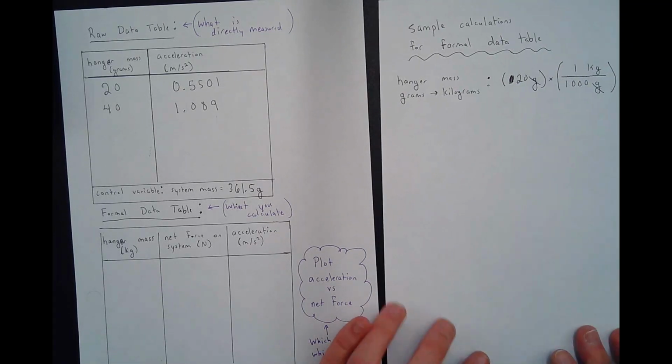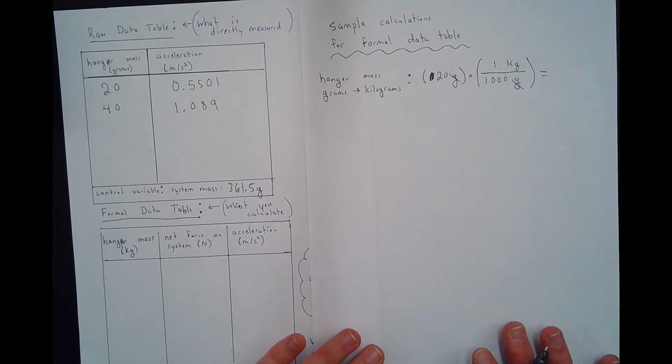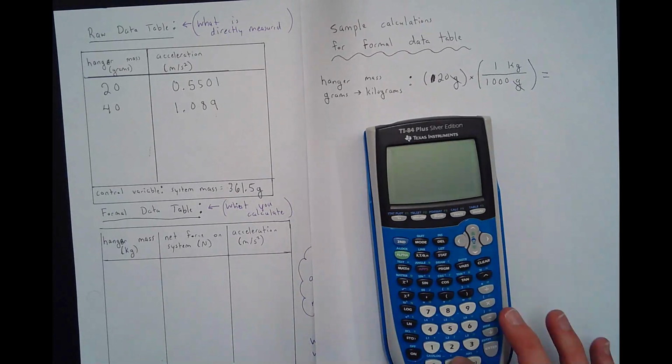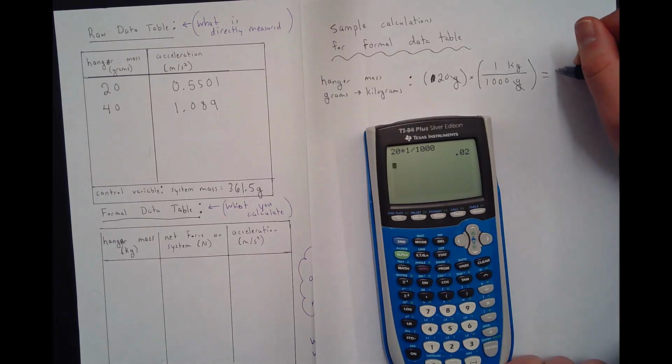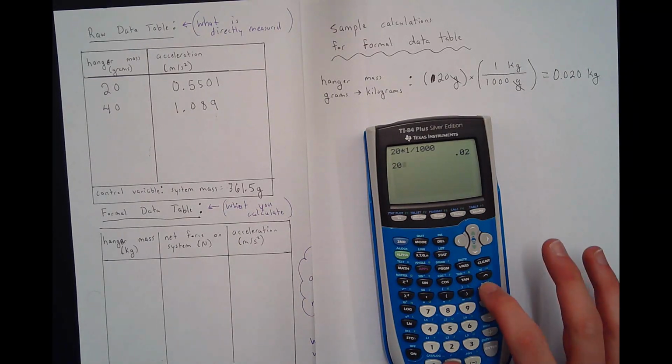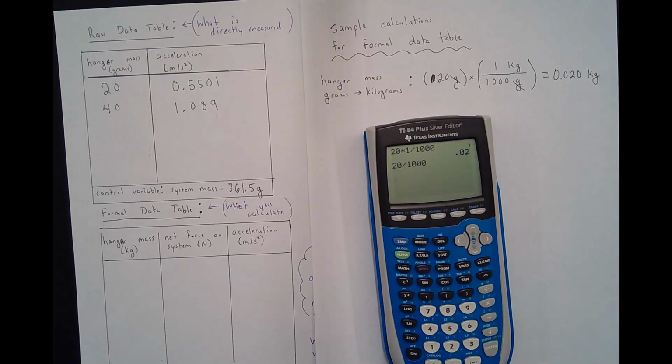So we're going to write an equal sign. I'm going to grab my calculator. I'm going to take 20 grams multiplied by 1 kilogram per 1,000 grams. Press enter, and that is 0.02. Keeping sig figs, I want to keep 2 sig figs, 0.020 kilograms. Of course, that is the same as doing 20 grams divided by 1,000. So you could do it that way too.